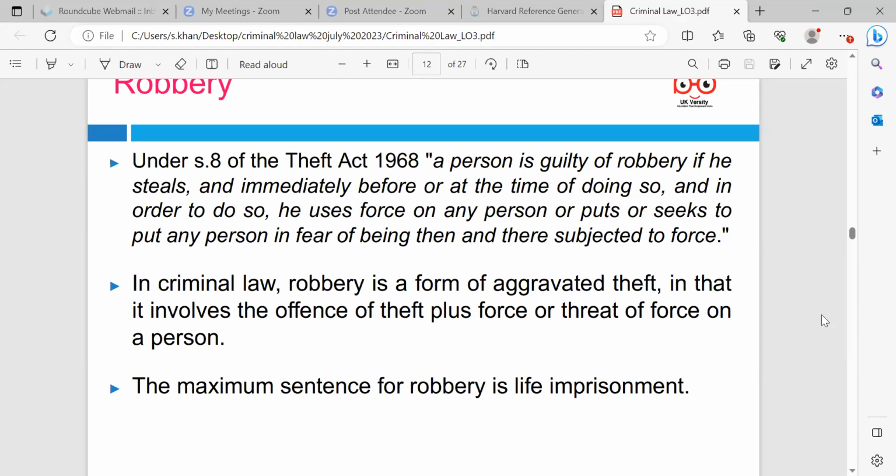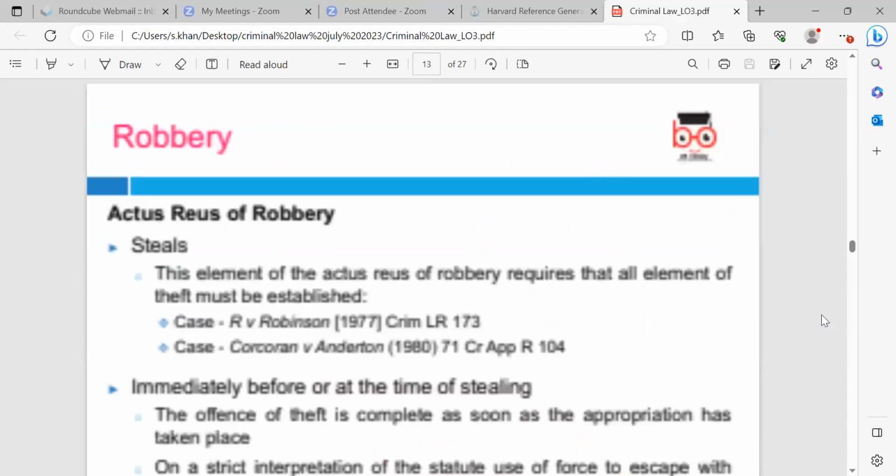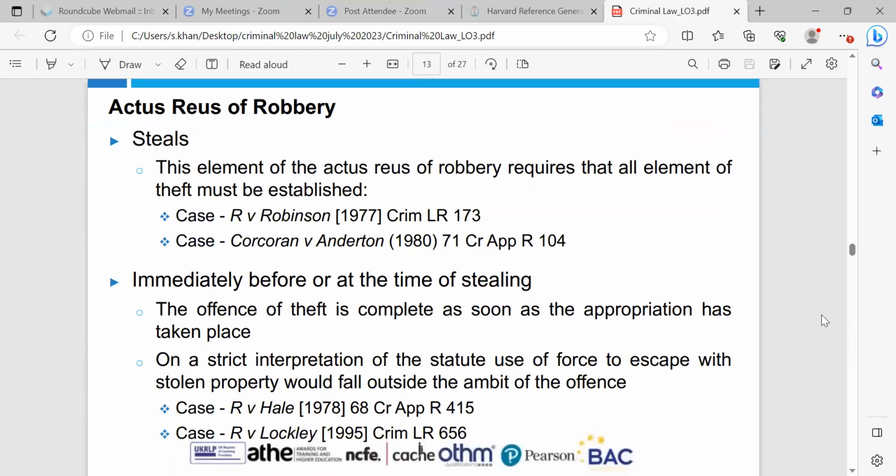Robbery is theft aggravated by the threat or use of force, as I've mentioned in the definition. The elements of theft must be established if a conviction for robbery is to be obtained. Thus, for example, a person who forces another to hand over money, believing that he has a legal right to do it, is not guilty of theft. The actus reus of robbery: so, steals. This element of the actus reus of robbery requires that all elements of theft must be established.